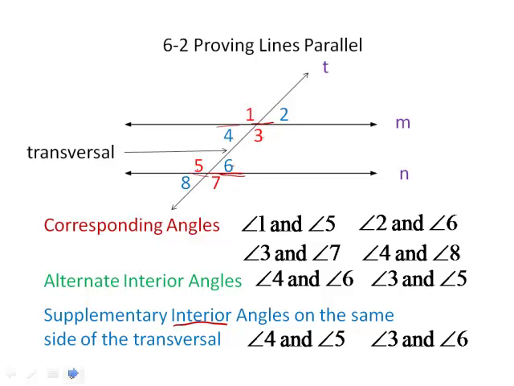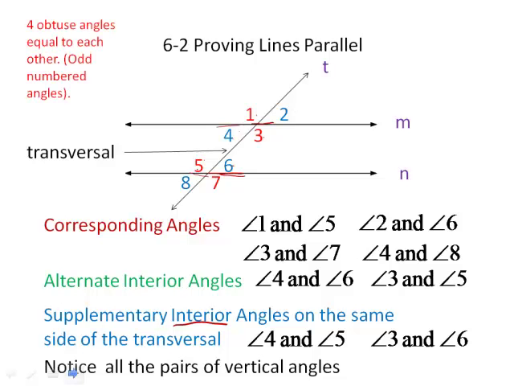What else is there to notice about this figure? Do you see all the pairs of vertical angles? 1 and 3 are vertical angles. 2 and 4 are vertical angles. 5 and 7 are vertical angles. 8 and 6 are vertical angles. So you know that they're equal to each other.